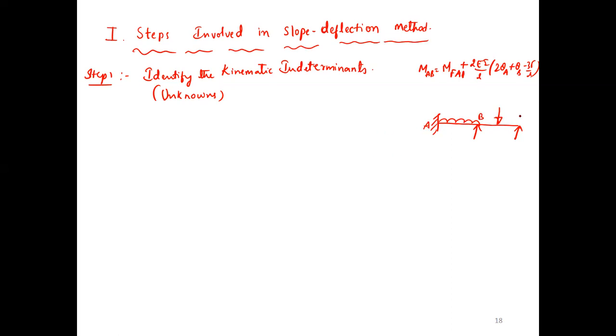3J minus R? No. You have to see kinematic indeterminacy as the displacements at each joint. Here, how many reactions? 3. Therefore, what is the joint displacement? 0, because of this fixity. This is 0, this is 0. This is theta B. Because of this vertical support, this is 0. Because of this fixity, it is 0.